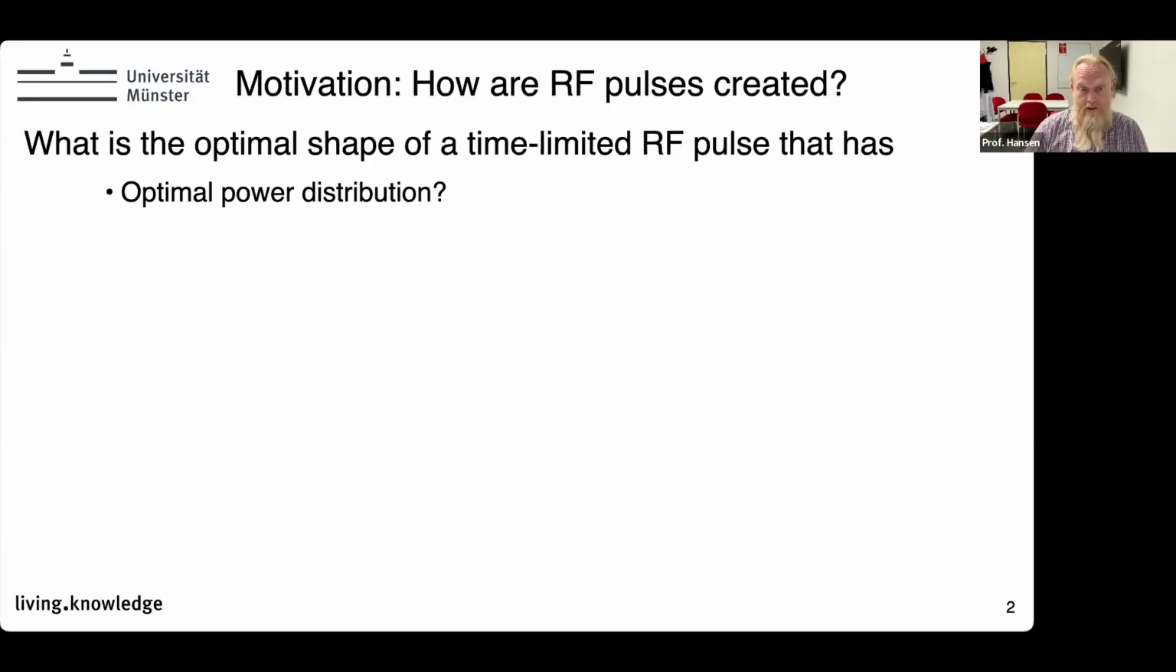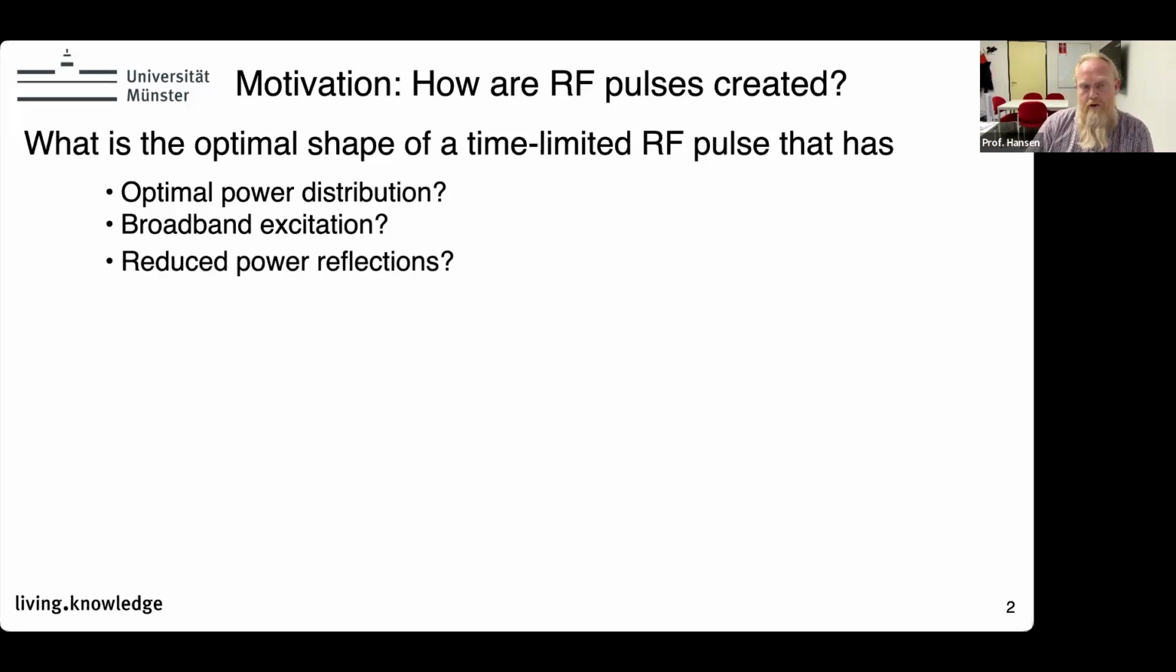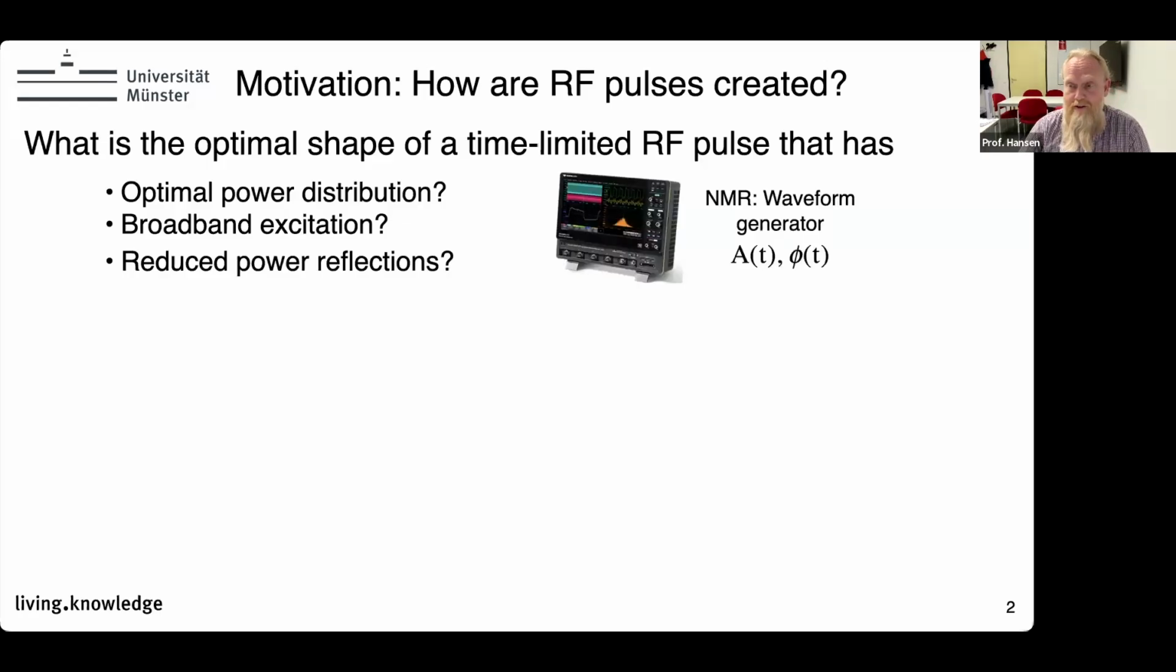For instance, what is the optimal power distribution? How do you get this? How do you obtain broadband excitation without using too much power? And how can you reduce power reflection? Of course, if you have an oscilloscope, you can just connect this to your spectrometer, and you can actually watch the pulses on such a thing here.